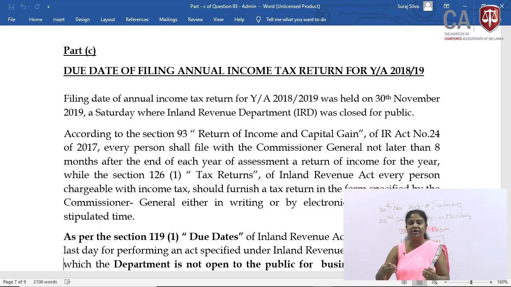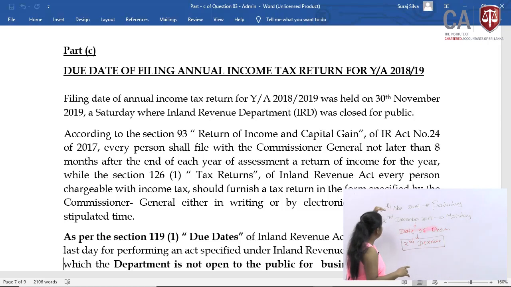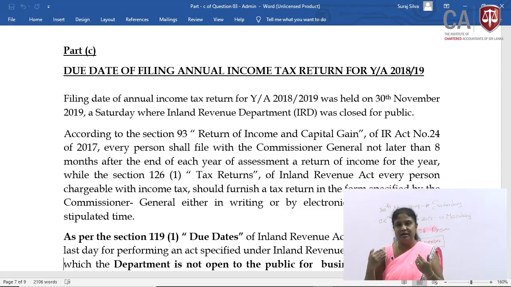Now how am I going to apply this to the answer? My question is, the due date is 30th November. We have filed the return on 2nd December. Under these circumstances, is the return considered filed on the due date? That's the question. Now go for the answer.